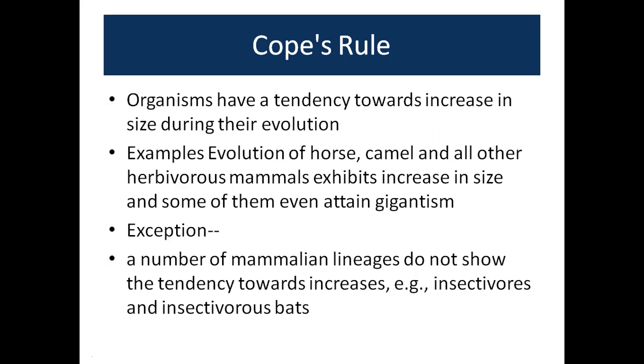Next table is Cope's rule, and Cope's rule is related with evolution. Organisms have a tendency towards increase in size during their evolution. For example, evolution of horse, camel, and all other herbivorous mammals, they exhibit increase in size, and some of them even attain gigantism. So this is not a universal rule. Cope's rule also has some exceptions. A number of the mammalian lineages do not show the tendency towards increase, for example, insectivores and some insectivorous bats.